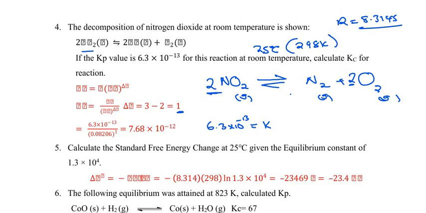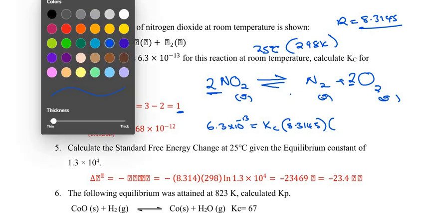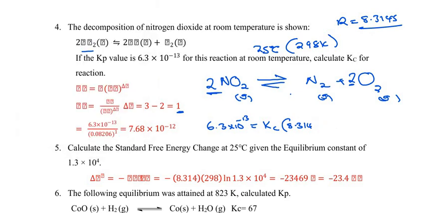We're looking for our Kp, we have 8.3145 when there's no pressure mentioned. Then we multiply this by our temperature, which is 298 to the power 1. So meaning we'll just divide by this.